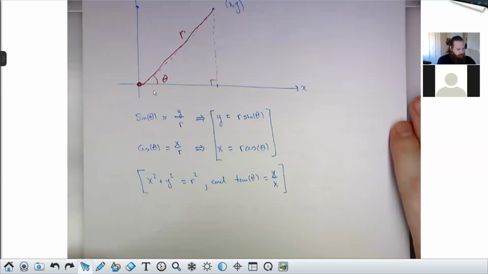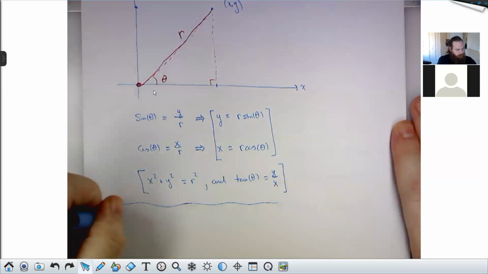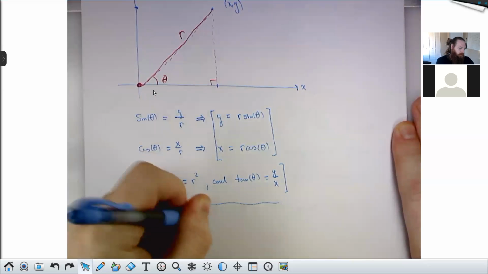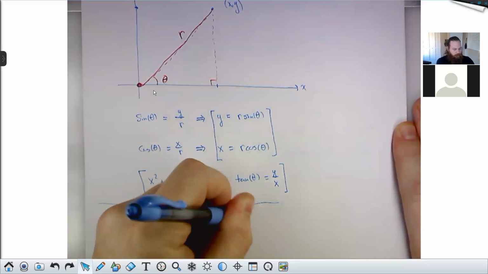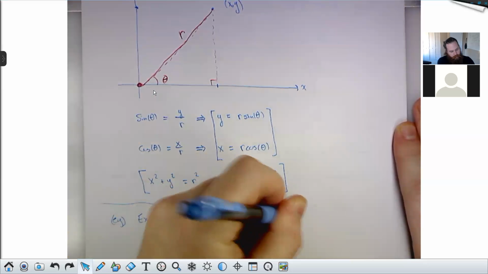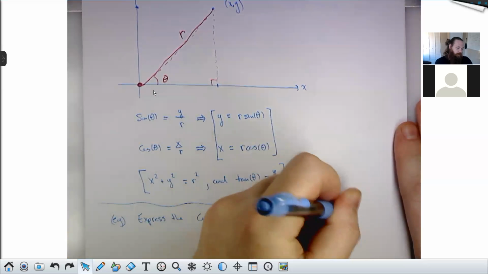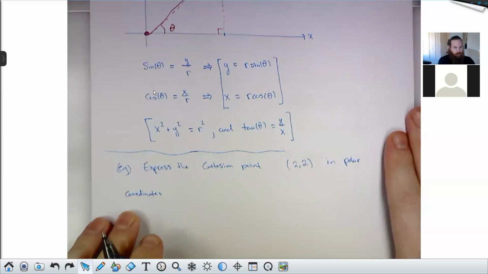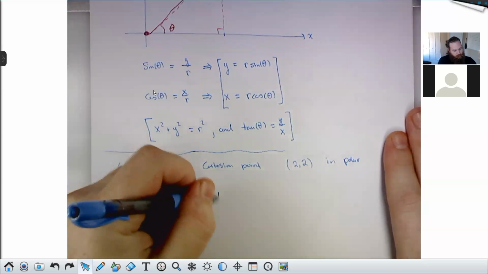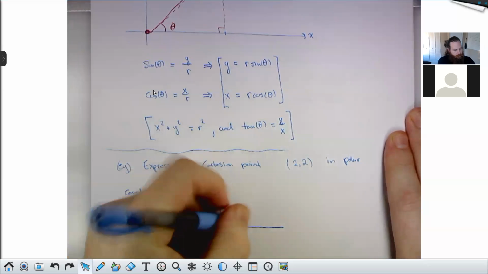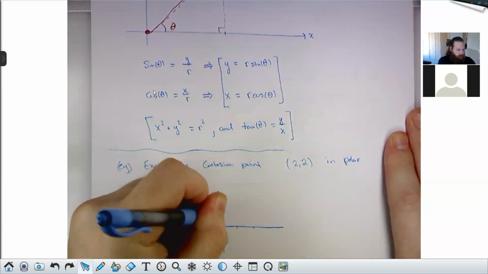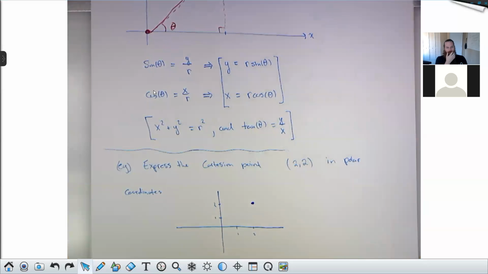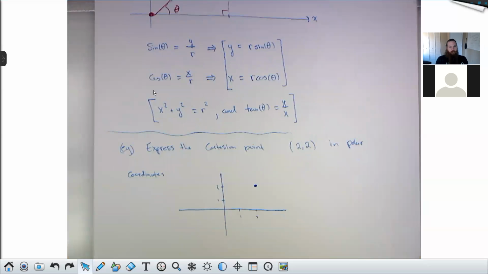Okay, so let's express the Cartesian point 2, 2 in polar coordinates. All right. Here's your Cartesian point 2, 2. I would like to find r and theta.